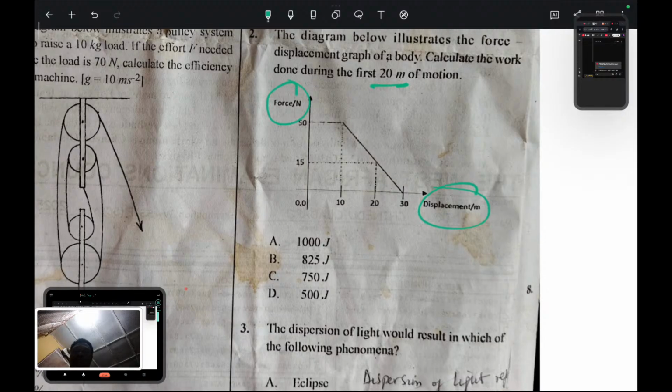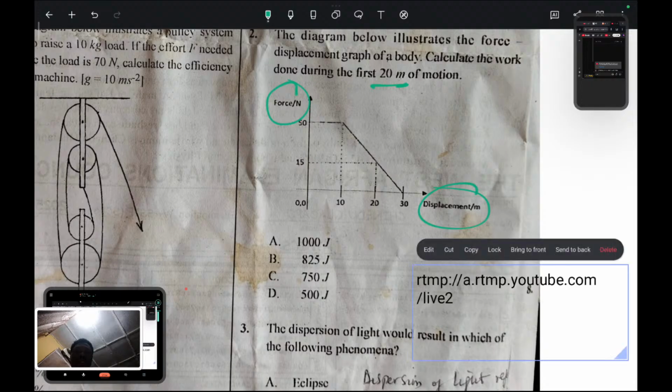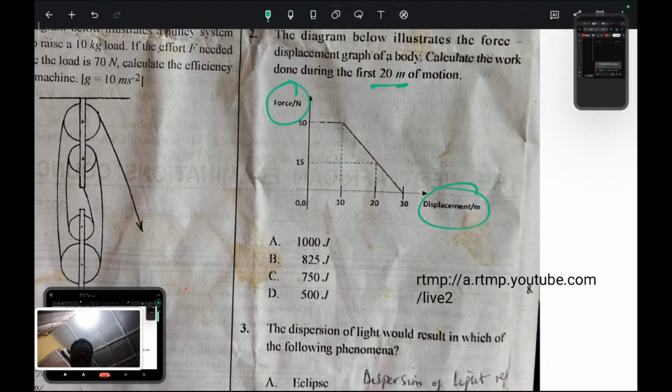And the work done is equal to the area under the graph. The area under the graph will equal our work done. And remember, it has been specified for this 20 minutes. Sorry, 20 meters rather. Yes, 20 meters, not minutes.